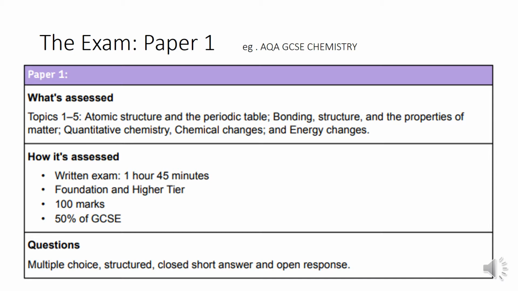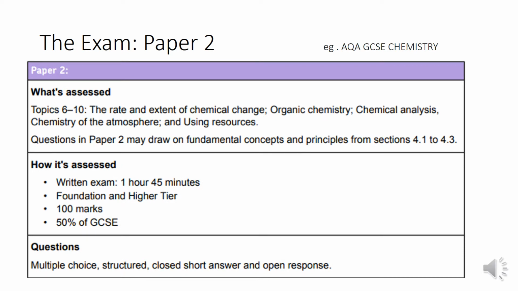Something important which you should familiarize yourself with is the topics covered in each exam. So this is an example from the AQA exam board, which will cover topics 1 through 5, or half of the specification, and then it gives information about the exam. It says that the exam will be 1 hour and 45 minutes. The exam will be out of 100 marks, and this will be half of your qualification. The types of questions which will appear in the exam are listed below.